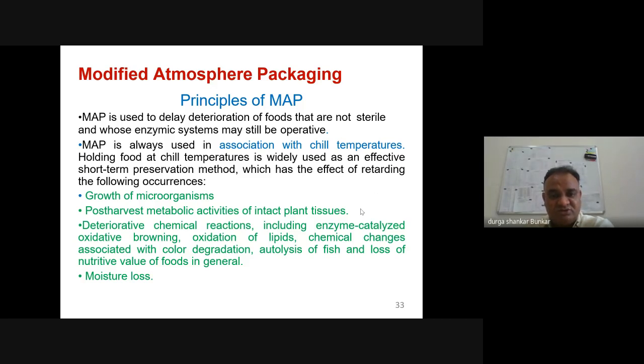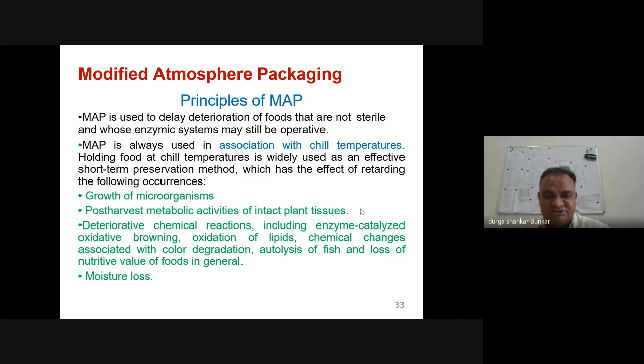If we go for the principle, MAP is used to delay deterioration of foods that are not sterile and whose enzymic system may still be operative. So ultimately, it is the most common and suitable technique where we are not relying on temperature alone, so our fresh produce contains more nutrients, as in the initial stage. MAP is always used in association with chill temperature. After packing the fresh produce, we can store it at low temperature.